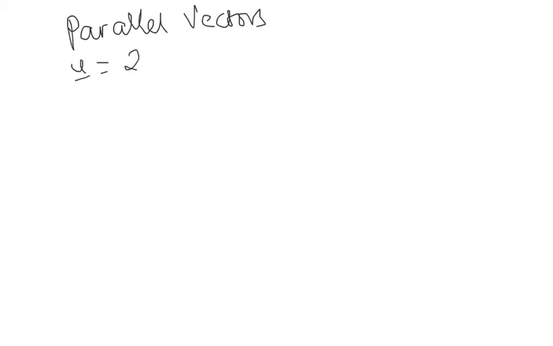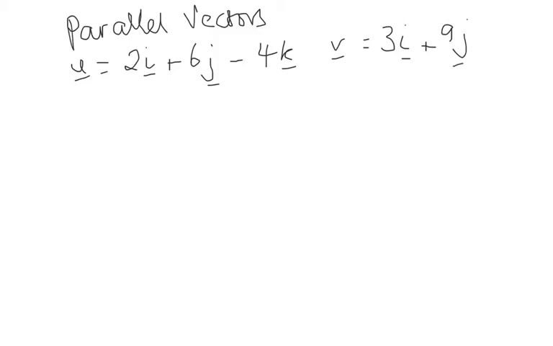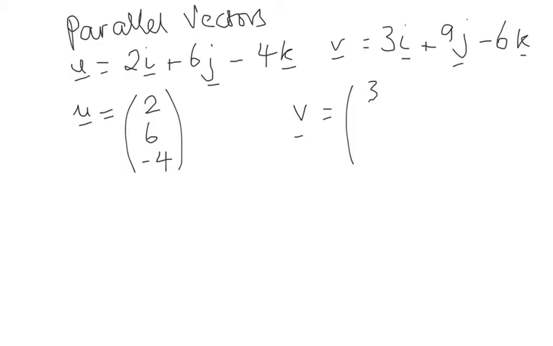Showing that vectors are parallel in 3D is the same as in 2D. This time we're given two vectors, u = 2i + 6j - 4k, and v = 3i + 9j - 6k. So these are written in ijk notation. We can change them back into the column form. u has components 2, 6, -4, and v equals 3, 9, -6.